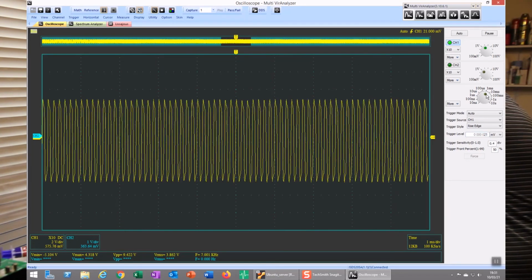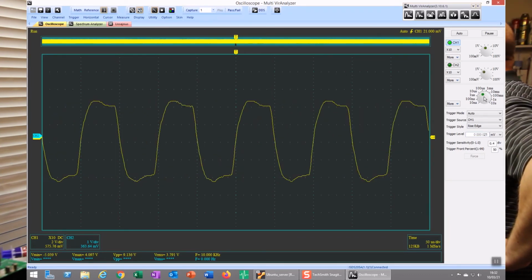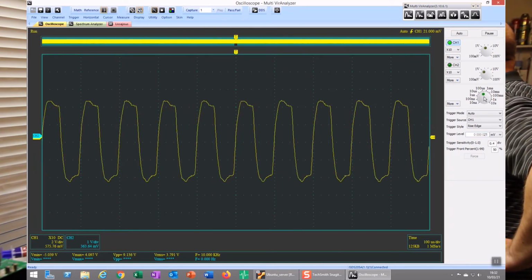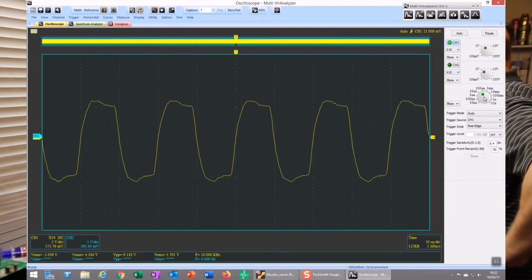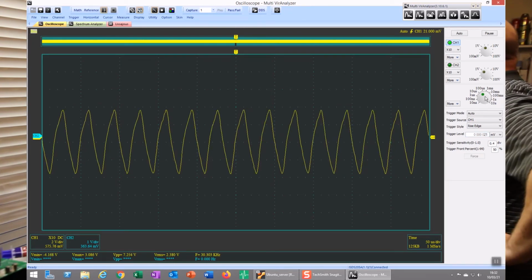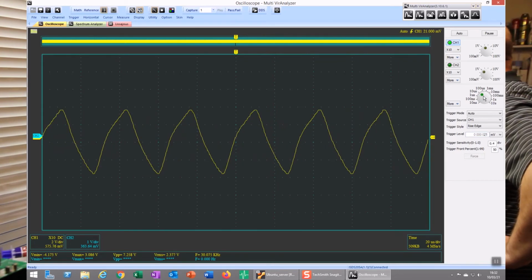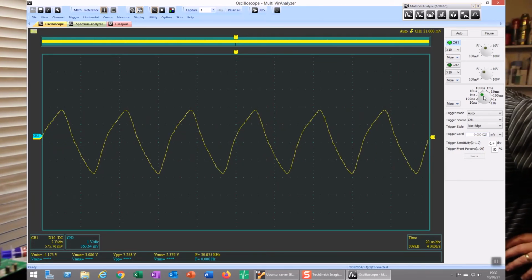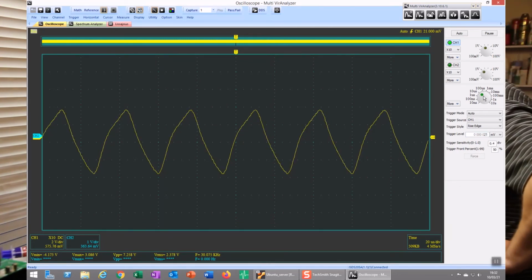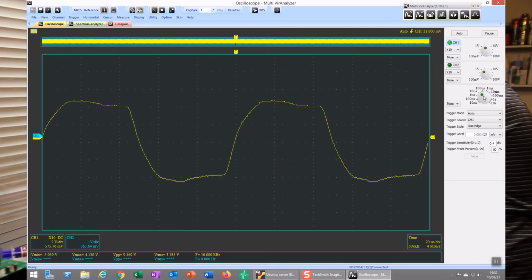What happens if we go up to 10k? Doesn't actually look all that bad. What about 20? Nah, see now 20 is a different story. This could be the transformer, could be my negative feedback, could just be my amplifier design. I'm not super impressed with the square wave. 10 kilohertz, it doesn't look too bad.